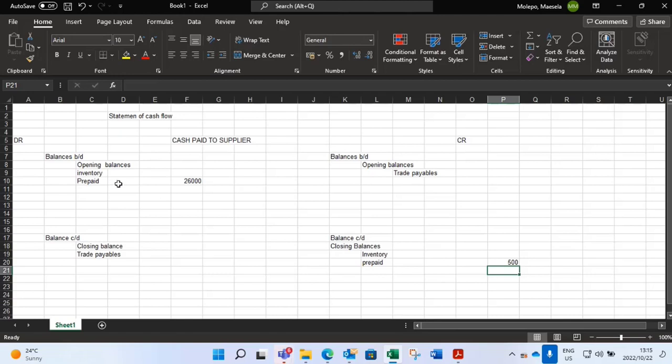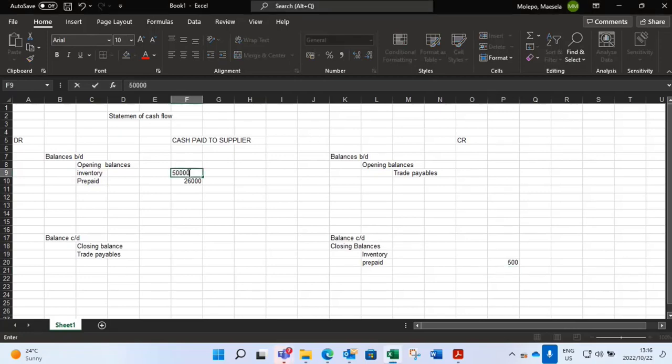And then for inventory, someone must respond. What is the balance for the inventory on the opening? 50,000. And then the closing? 67,000.